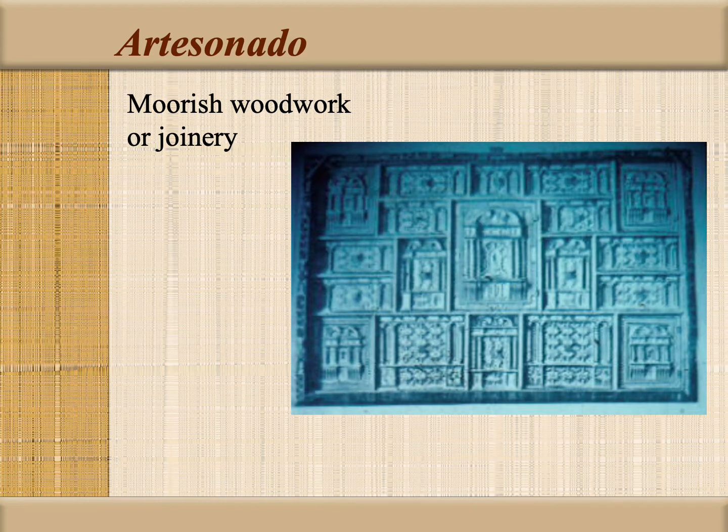Onto the artesonado. So remember, this was the Moorish woodwork or joinery. There's little columns. Everything is fully thought out. Sorry, my pen went a little crazy there. But you can see the use of architectural styles and orders really influencing the way that this woodwork is done. And this could be done either on a large scale or on a small scale. But one thing to note is just the true detailed aspects about it, right? Every little piece is well thought out and well placed. And like I said, this could be done on a variety of scales.